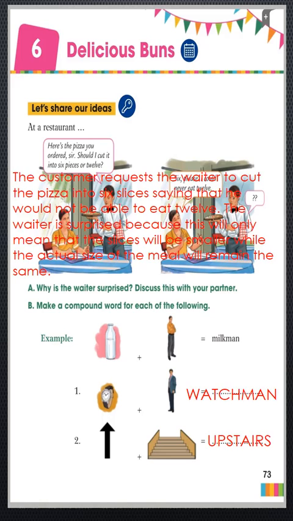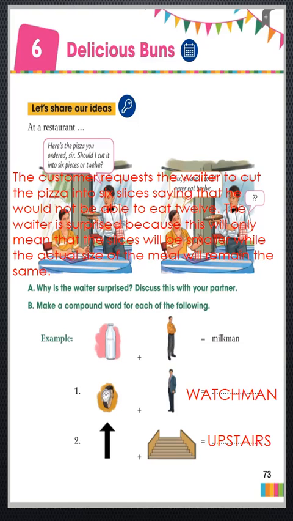Here is a warm-up exercise. Let's share our ideas. As you can see, there is a comic strip at a restaurant. Waiter: Here is the pizza you ordered, sir. Should I cut it into 6 pieces or 12? Customer: 6, please. I could never eat 12. Here you can see in the waiter's box there is a question mark. So this is something humorous, funny.